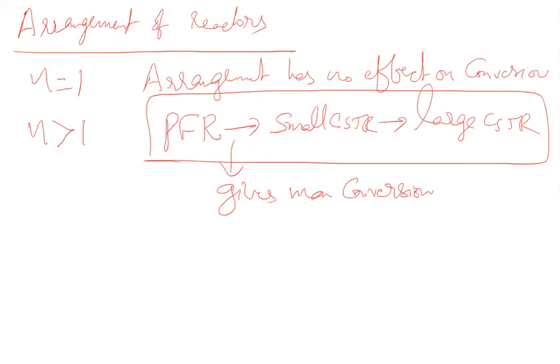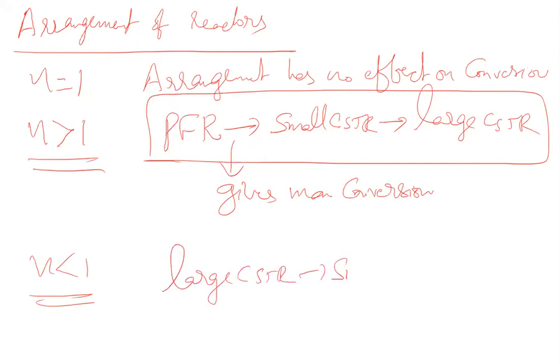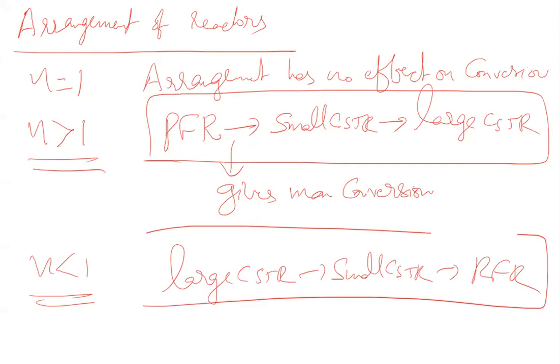For n less than 1, you should put first a large CSTR followed by a small CSTR followed by a PFR. So this is how you should arrange the reactors so that you will get the maximum conversions.